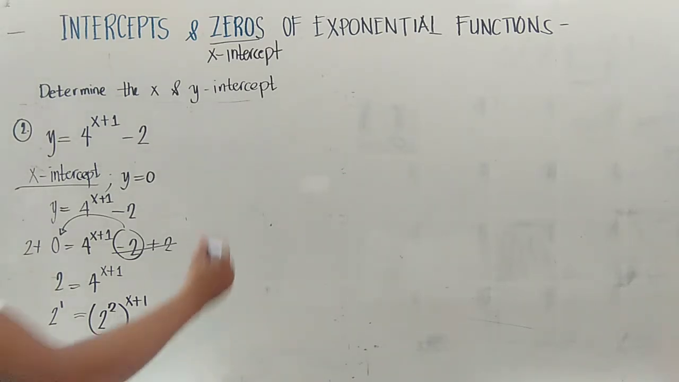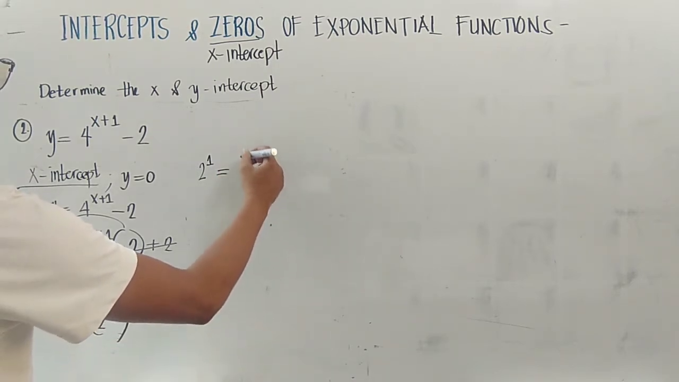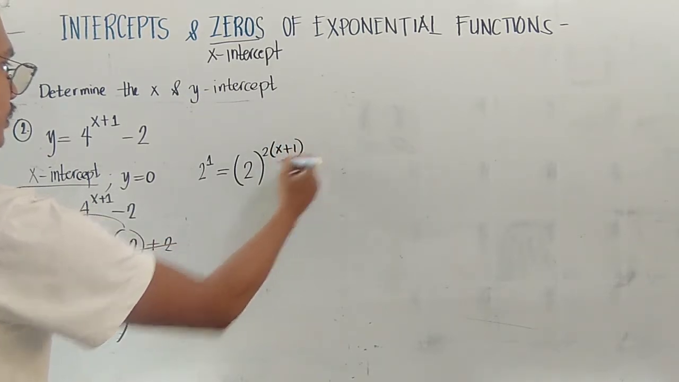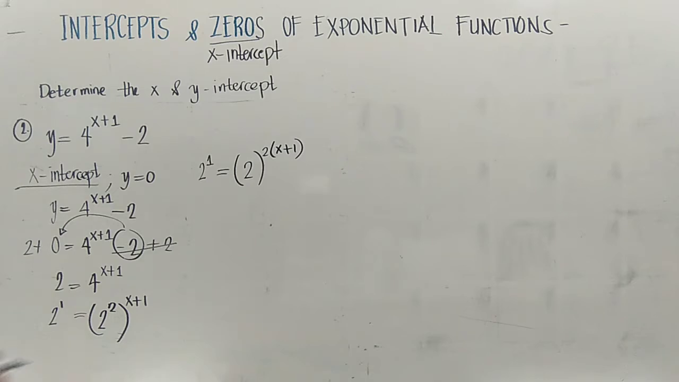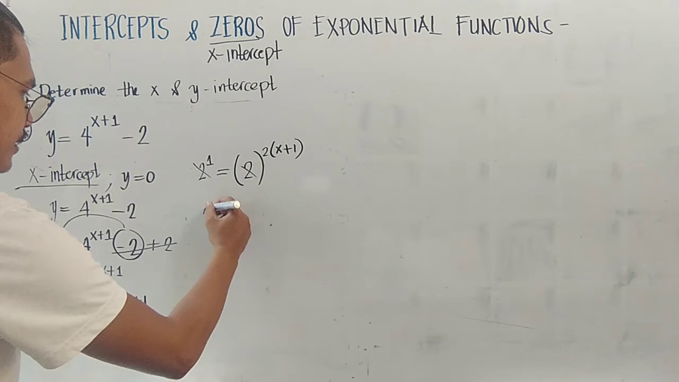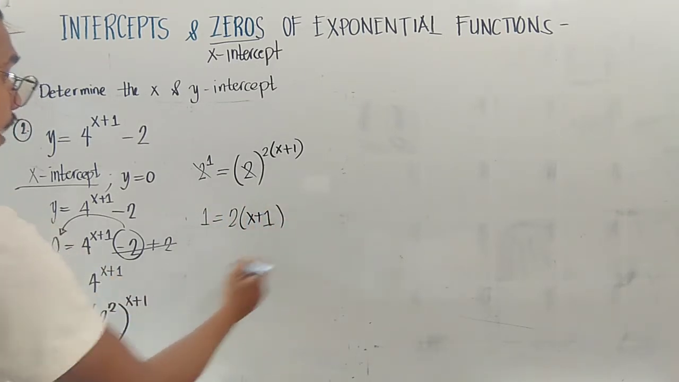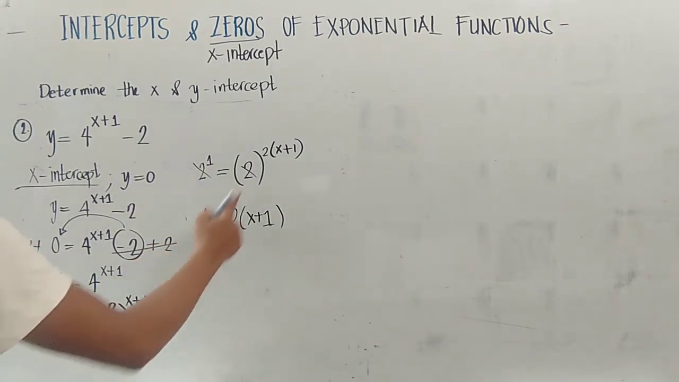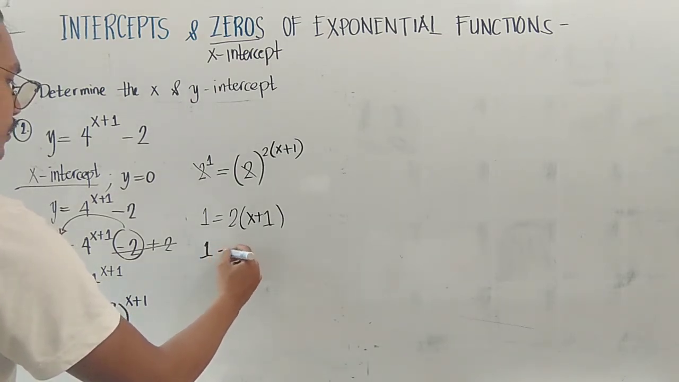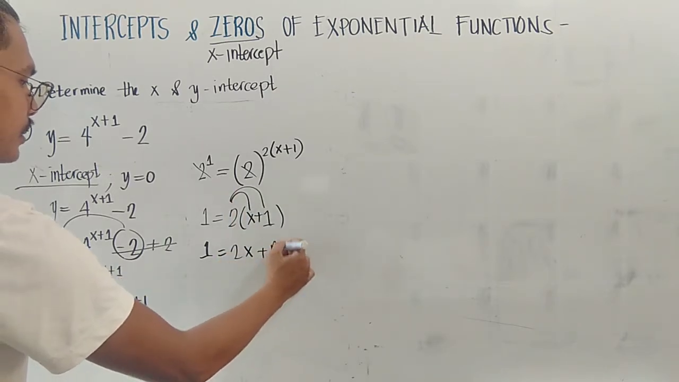Okay, simplifying, we get 2 raised to 1 equals 2 raised to 2x plus 1. And here, we are now on the same bases. We will disregard the bases and solve the exponents. Solving the exponents, we have 1 equals 2 times the quantity x plus 1. Then solving, we have to distribute 2 times x, then 2 times 1.